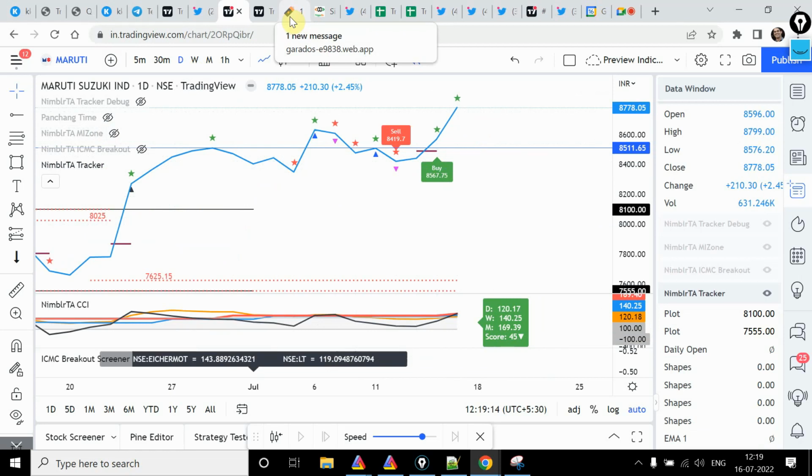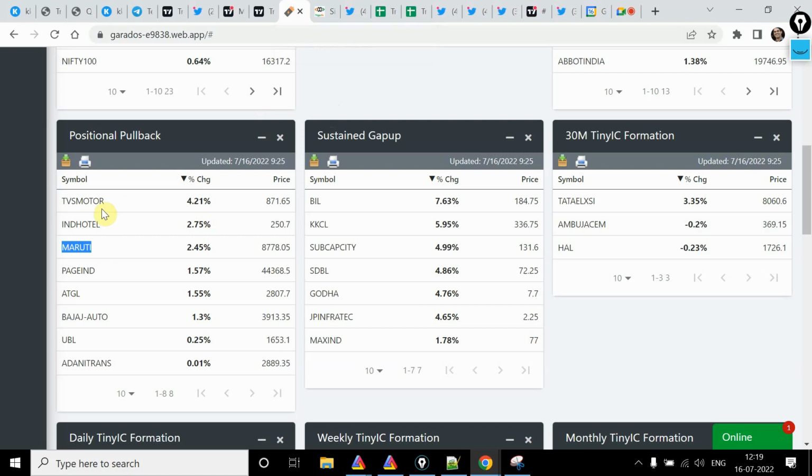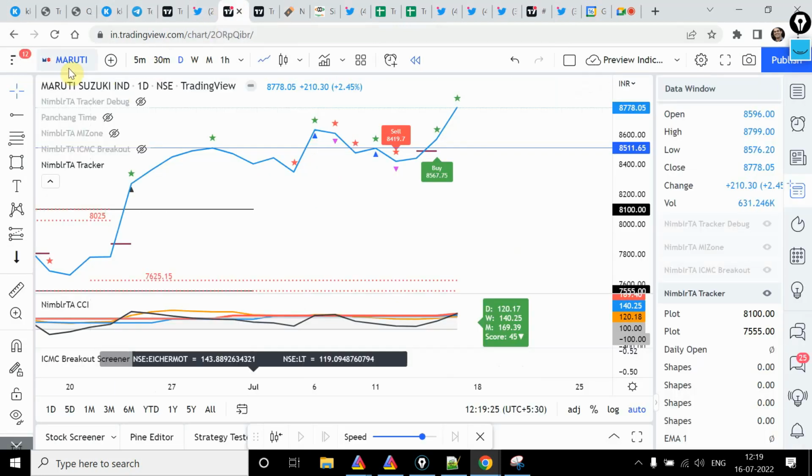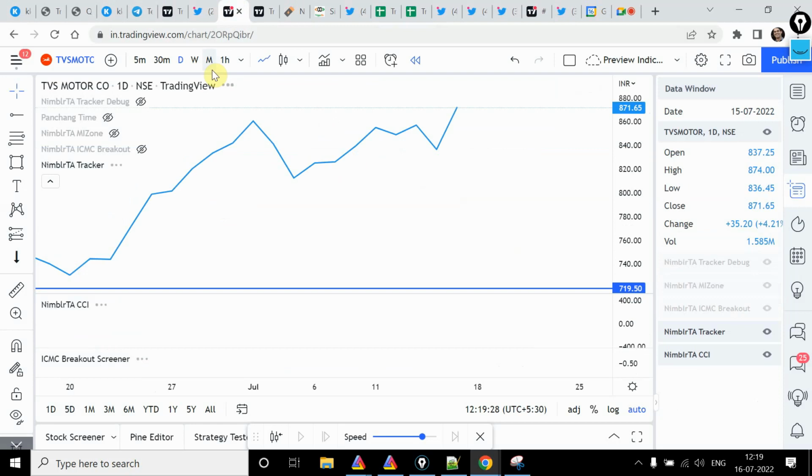The widget. Krishna, right? So it's based on what strategy as such? Yeah, it is based on CCI basically. So if you see TVS Motor over here, similar thing, not the same obviously.